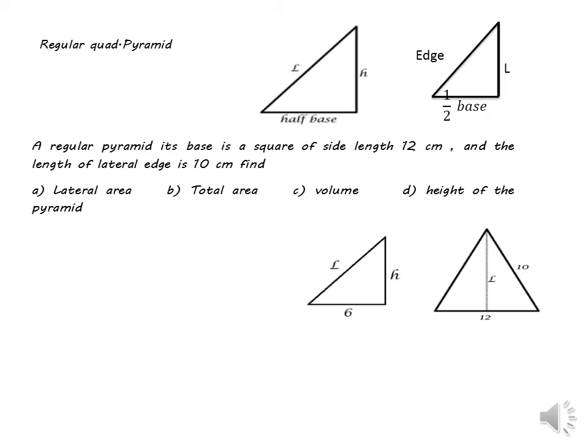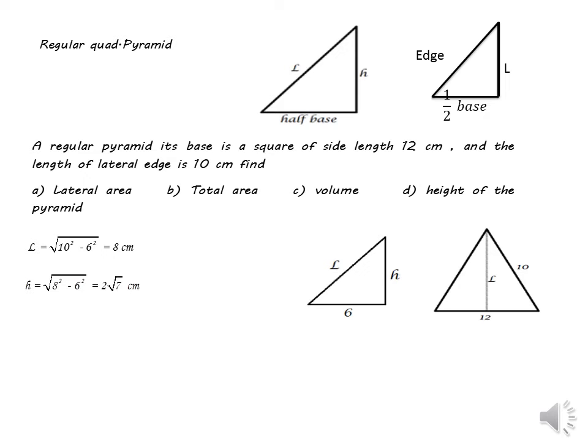Here we have an isosceles triangle because it is the lateral face, and its base equals 12 and edge length equals 10. We need to find the length of L. Of course, we know that the perpendicular line in an isosceles triangle bisects the base. That means it divides the base into 6 and 6. We can find L using Pythagoras. L will be the square root of 10 squared minus 6 squared, which is 8 cm.